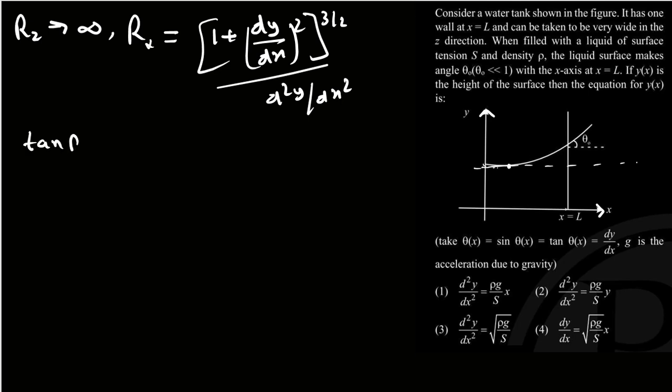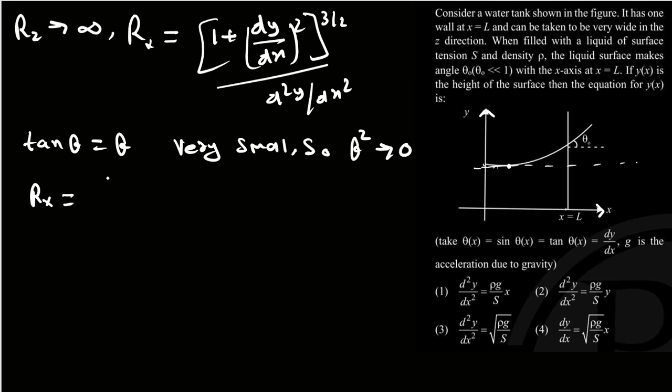So theta is very small, and tan theta is equal to theta. So theta square can be taken as 0. It is a very small quantity. When we square it, it can become 0. So when you put dy/dx equal to 0 here, 1 plus 0 square, 1 plus 0 to the power 3/2, it will become 1. So technically, for the tangent in the x dimension, the radius of curvature will be equal to 1 divided by d square y by dx square. And one radius of curvature is going to be infinity.